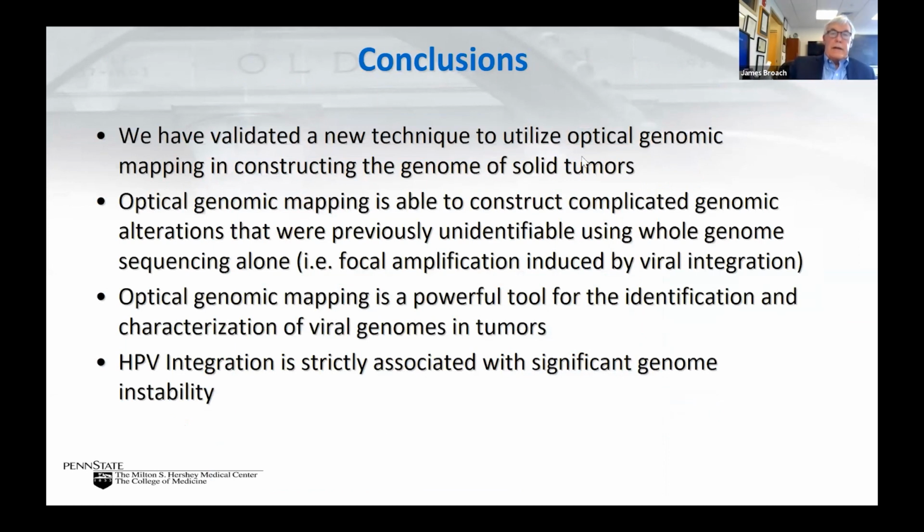So we validated a new technique to use optical mapping to reconstruct the genomes of solid tumors. We're able to see complicated genomic alterations that were previously unidentifiable using whole genome sequencing alone, particularly those in which we see focal amplification induced by viral integration. It's a powerful tool for identifying and characterizing viral genomes in tumor. And the important takeaway is that we're finding that in OPSCC, HPV integration is strictly associated with significant genome instability.